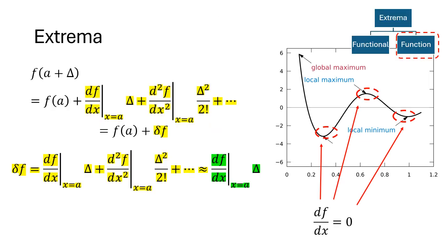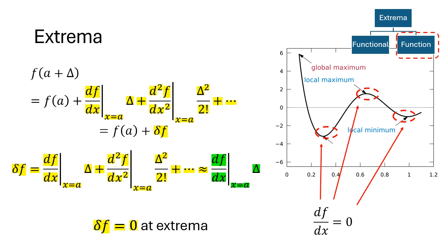Let us return back to Taylor series. Notice how the infinite terms after f of x equal to a could be written as delta f, yellow highlighted. If x is close enough to a, we may assume that delta is very small. Hence, delta f could be equal to the first order term, green highlighted.